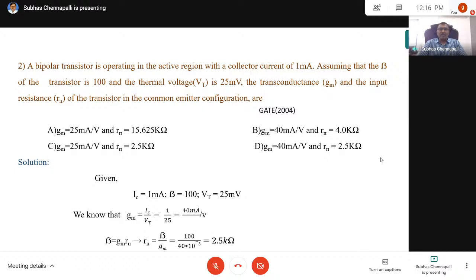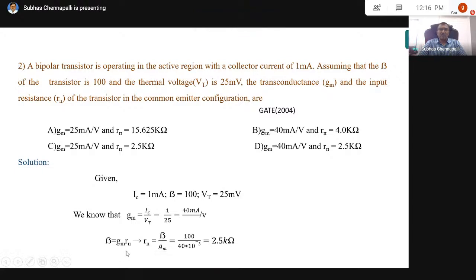Then it asks for the other parameter, R pi. The relation between R pi and the other given parameters is beta equals GM times R pi. Then R pi is beta by GM. This formula we have seen. Beta is given as 100, and GM we have calculated. Substitute those values and you will get R pi as 2.5 kilo ohms. Questions like this will be asked in GATE, so you need to remember this formula.